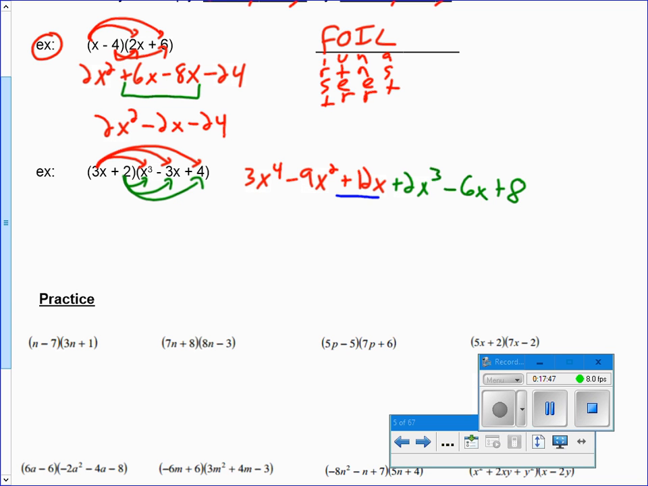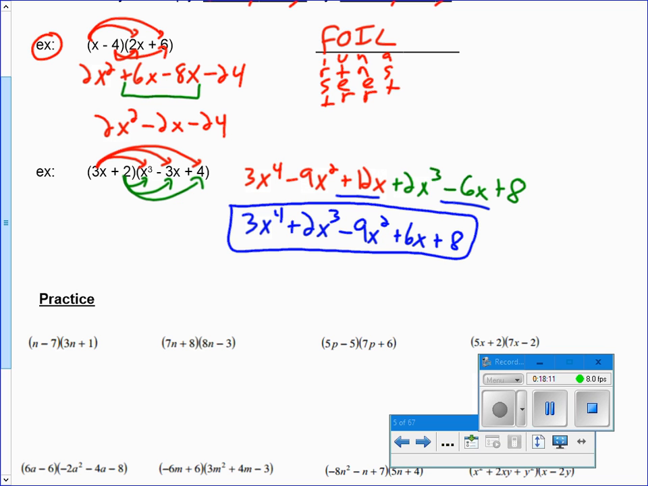So these are the only two like terms, 12x and 6x. Putting into descending order, we got 3x to the fourth. Our next highest order term would be 2x to the third. And then we'll bring in the 9x squared. And then this is going to turn into a positive 6x. And the last term is 8. Alright, so it's a lot of steps involved here. Just make sure you do what you can to keep track of your multiplication. Make sure you're multiplying everything on the left by everything on the right.